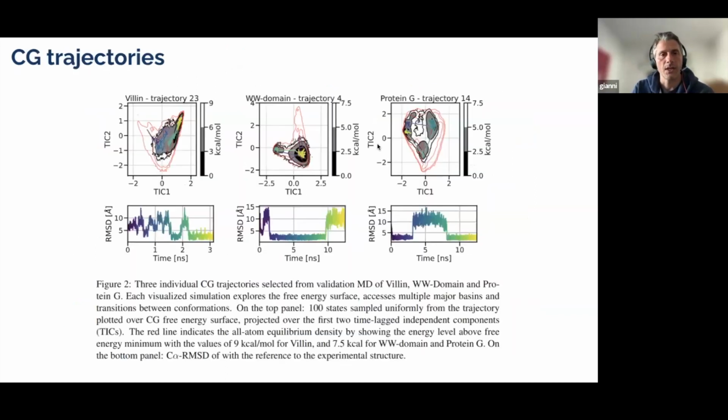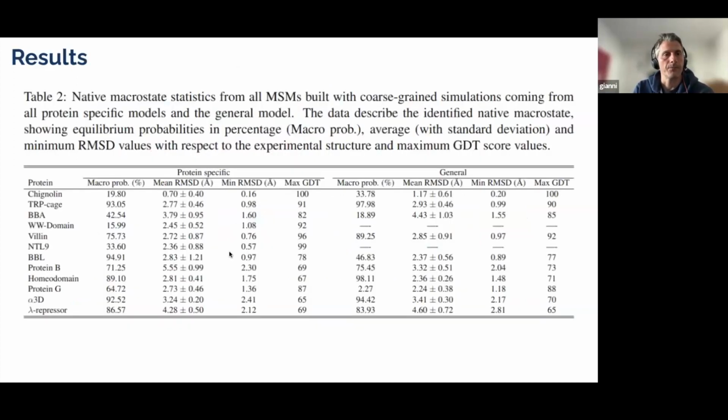And another interesting bit, this is an example of coarse-grain simulation, where you see that it goes up and down, it folds, unfolds, folds in just 3 nanoseconds. And okay, this is how well we do. So apart from Lambda repressor, we recover the crystal structure within 2 to 3 angstrom RMSD. Well, apart from this one, protein B, almost everywhere.